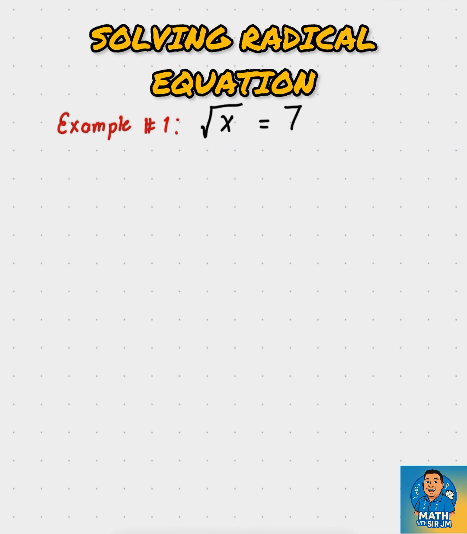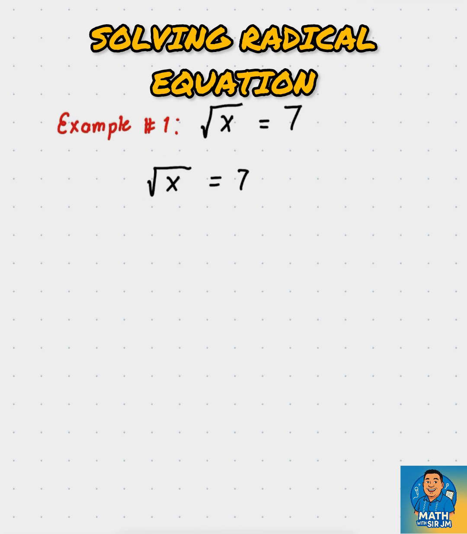Now, let's have this given example number 1. Okay, we have here square root of x is equal to 7. Using step 1, we must write the equation such that the radical containing the unknown is on one side of the equation. Let us rewrite this. We have here square root of x is equal to 7. Now, as you can see, the unknown value is on one side of the equation.